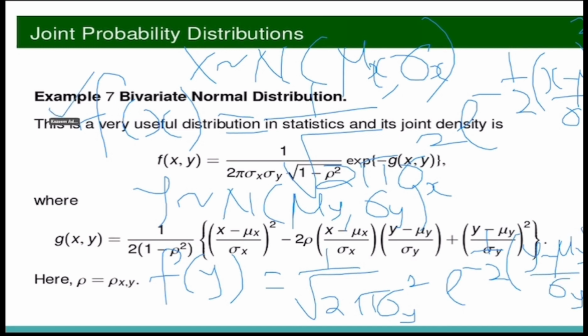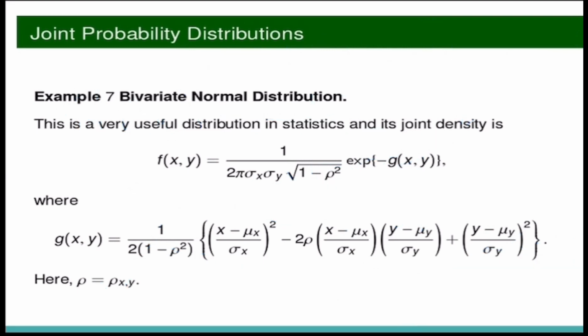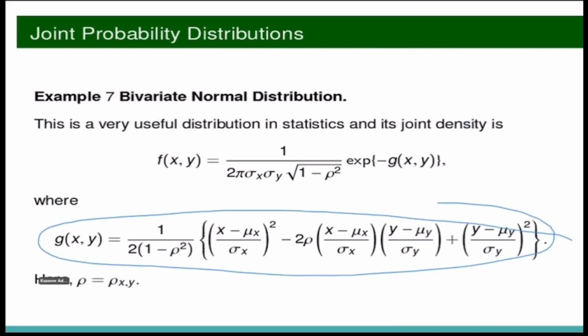What you see me writing now is more or less like the marginal distribution of x and the marginal distribution of y. And the only way we can actually get this out is when rho equals 0. When rho equals 0, take a look at the joint now.